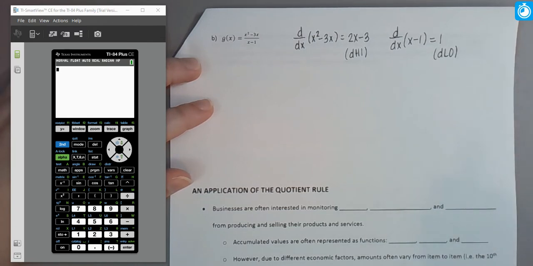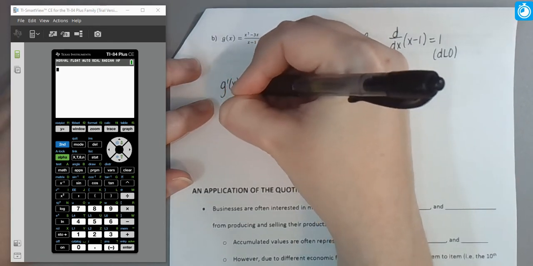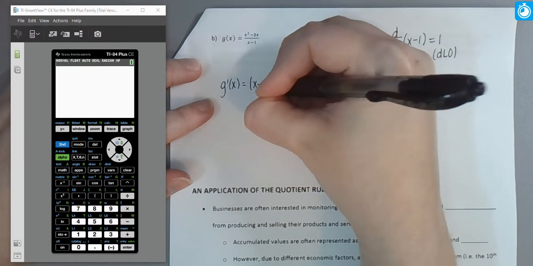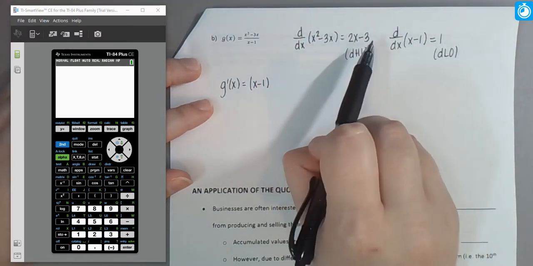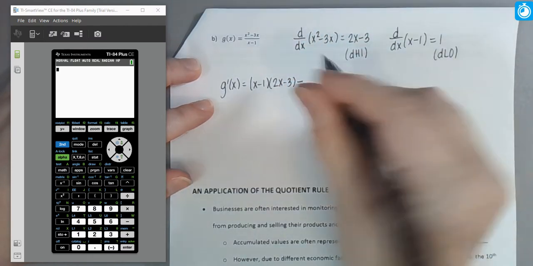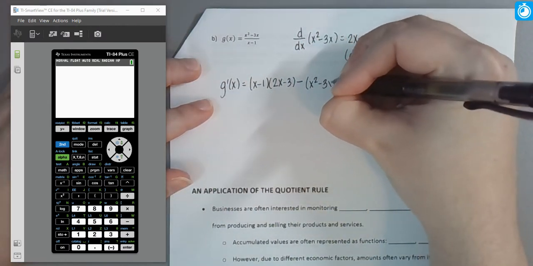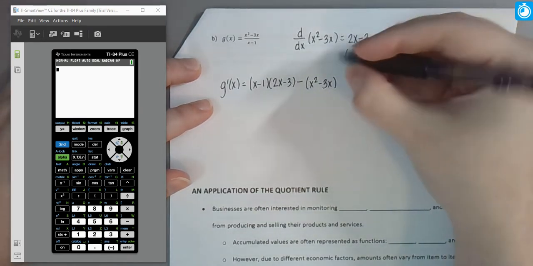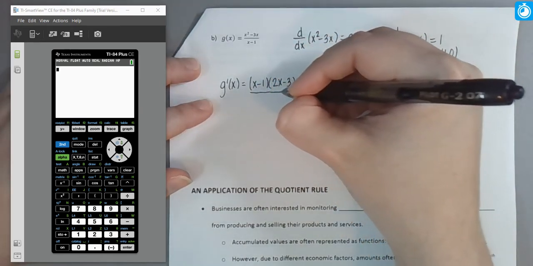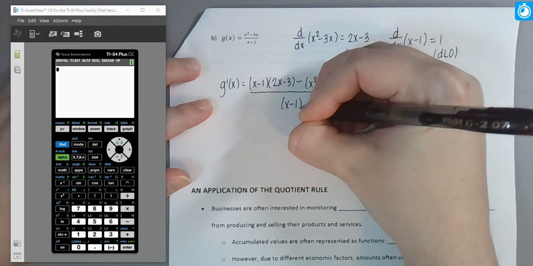So low d high minus high d low all over low squared. So g prime of x is low, which is x minus 1, d high, which is 2x minus 3, minus high, x squared minus 3x, d low, which is 1, all over low squared, so x minus 1 quantity squared.